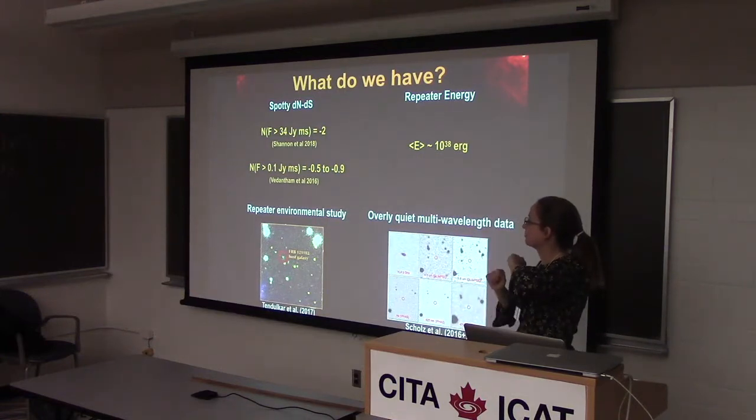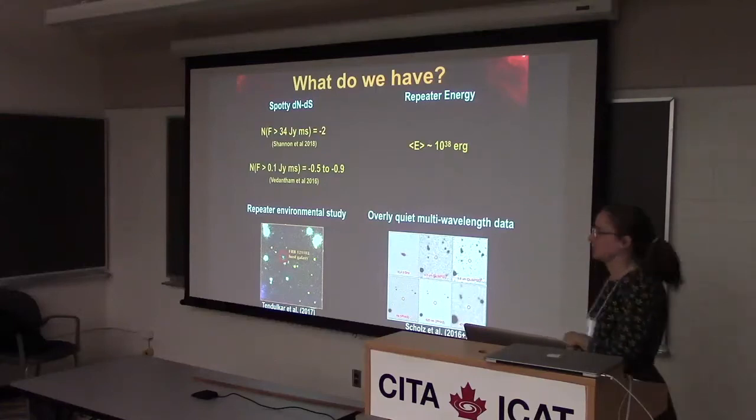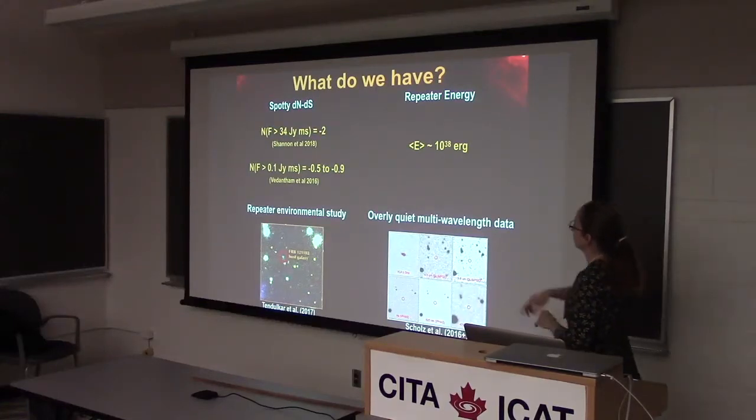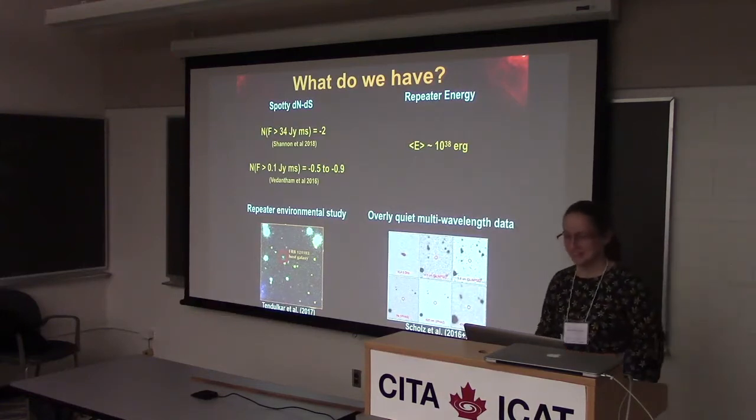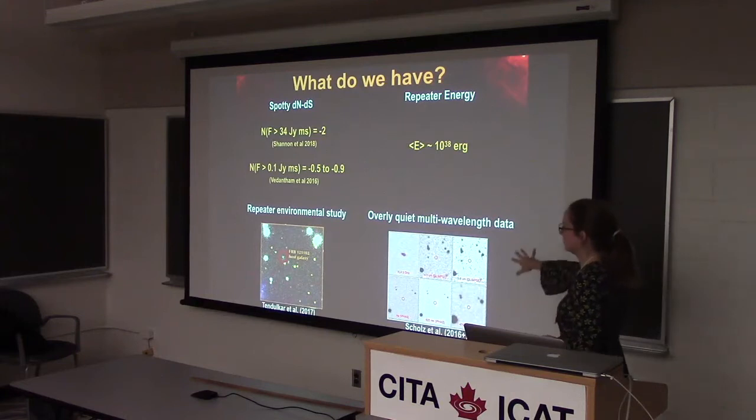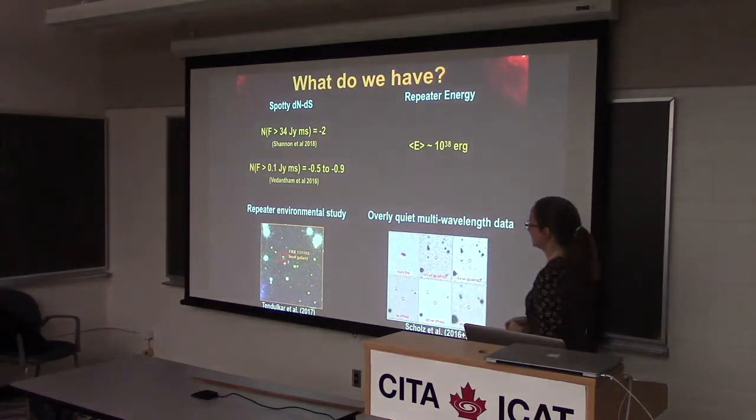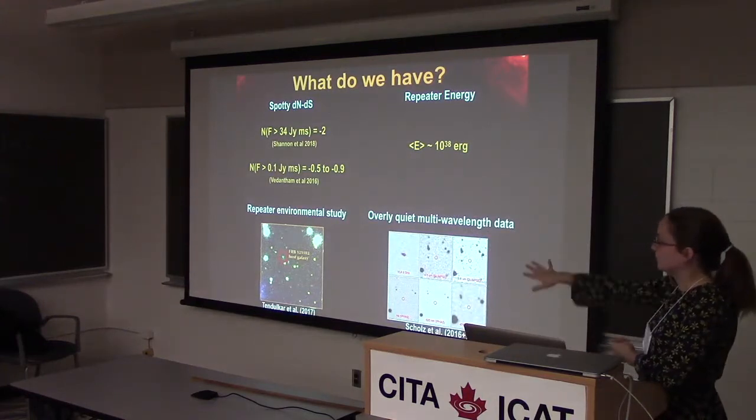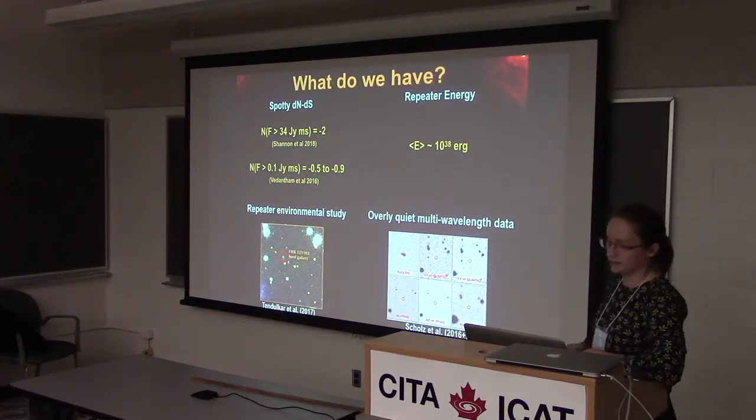And then at higher fluxes, at higher fluences, it goes the other way, not quite Euclidean, a little bit steeper, -2. We have one burst energy. That's not too bad. We have a start. And in fact, most of this comes from the repeater, because of course that's the only localized galaxy that we have so far, localized in an FRB host. So we have a pretty solid environmental study that has gone on with the repeater.